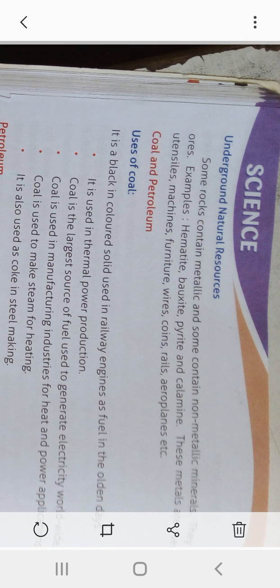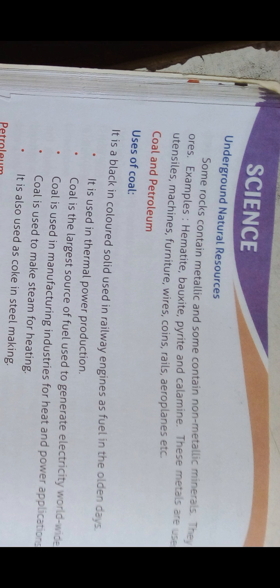Next, underground natural resources. Some rocks contain metallic and some non-metallic minerals. They are called ores. Examples: hematite, bauxite, pyrite, calamine. These metals are used to make utensils, machines, furniture, wires, coins, rails and aeroplanes.